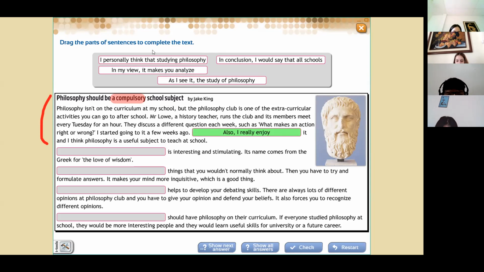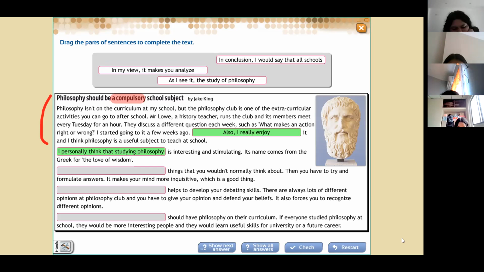Let's see, a good answer could be, thank you. As I see it, it is interesting. Let's check if this is correct. Not exactly. We say that personally I think that studying philosophy is interesting and stimulating. Its name comes from the Greek for the love of wisdom. Correct, then let's go now to number 3.